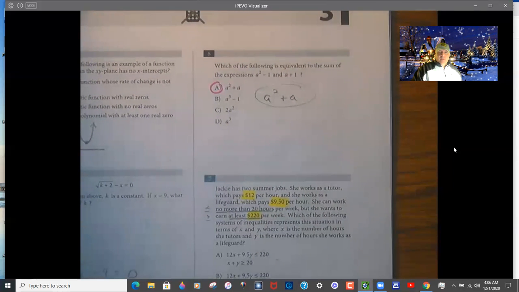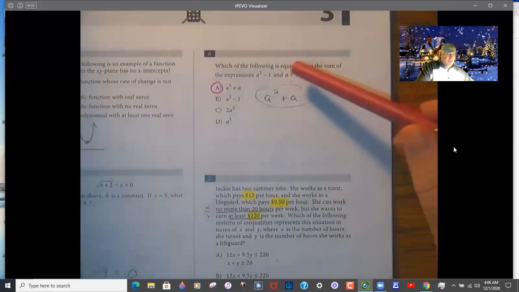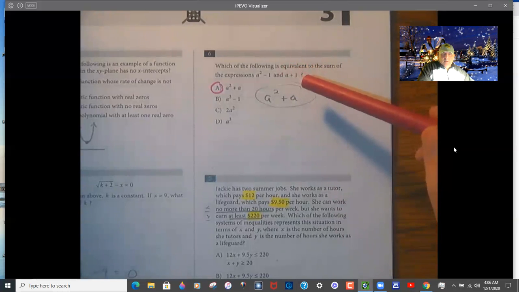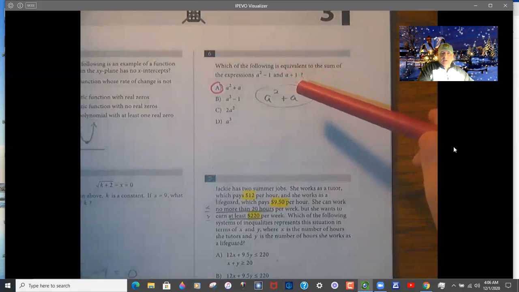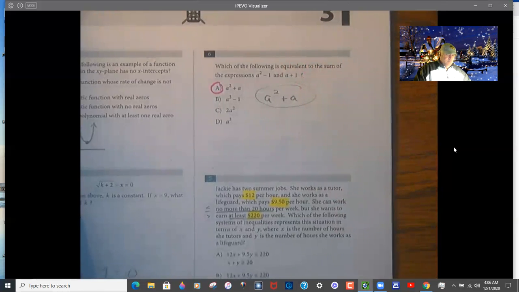Problem 6, which of the following is equivalent to the sum of these expressions? So adding them together, the 1 and the -1 would drop. So you would have a squared plus a as a result.